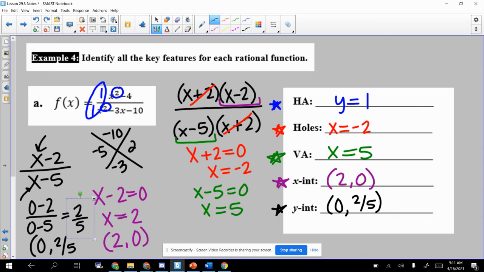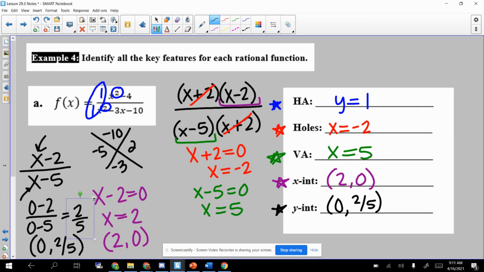Okay. So it's a lot of work to do all 5 pieces, but they're each easy steps. You've just got to follow through and remember what each one does. Okay. Horizontal asymptote, you're looking at the degree of the numerator and the denominator. Holes are what cancel out. Vertical asymptote is denominator. X-intercept is numerator, both of those, what's left. And then y-intercept, plug in 0 for x to get your y-intercept.